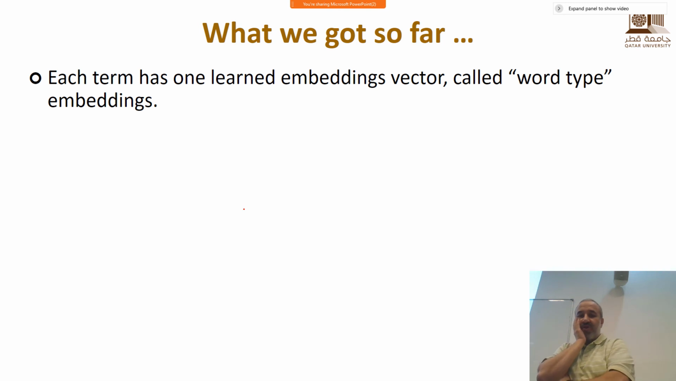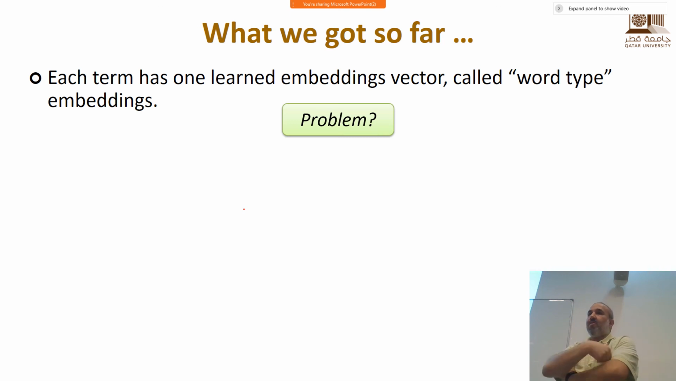Okay, what we got so far is that each term has one learned embedding vector called word type embeddings. We learned one embedding for each term, right? You understand that? Okay. What is the problem with this? What is the problem with learning one embedding for each term?